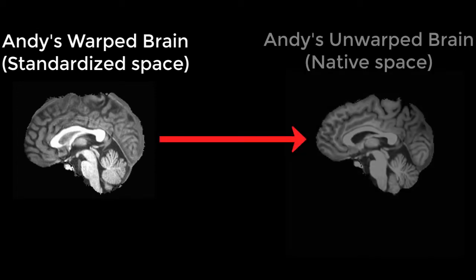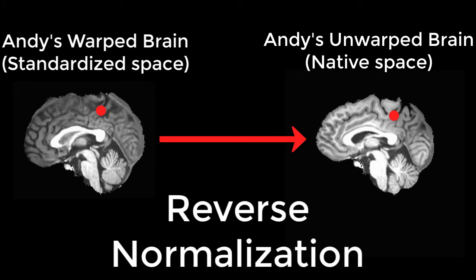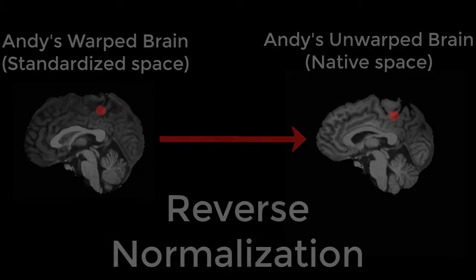In other words, transform an image from standardized space to the subject's native space, where native space refers to the image dimensions that were acquired by the scanner. This would allow you to create an ROI in standardized space, warp that ROI to native space, and then perform the ROI analysis in each subject's native space. Today we'll be learning how to do this reverse normalization.